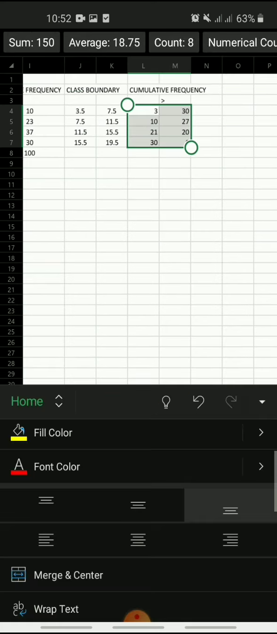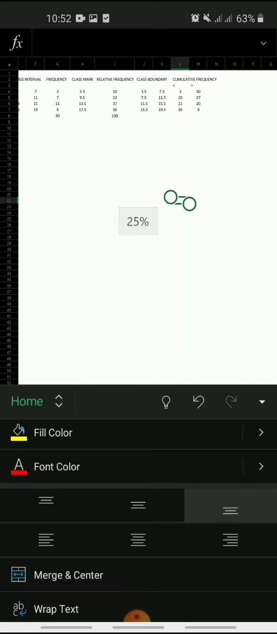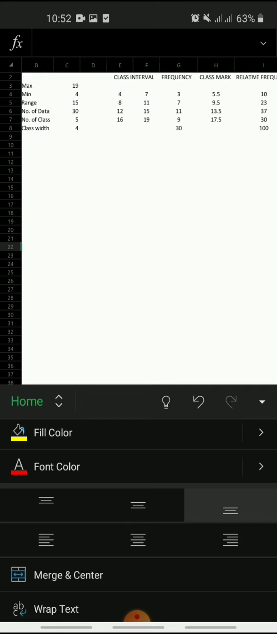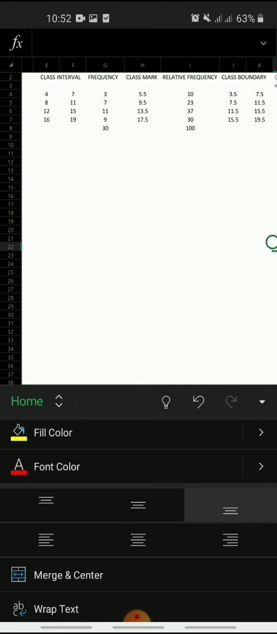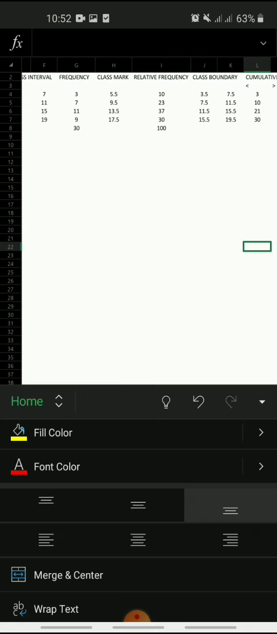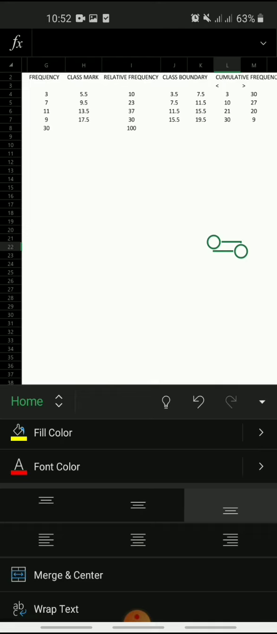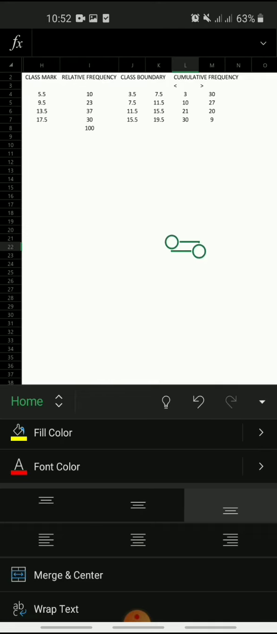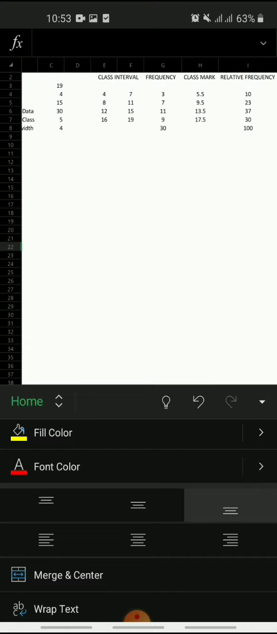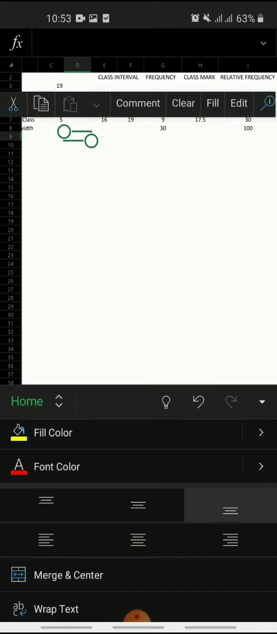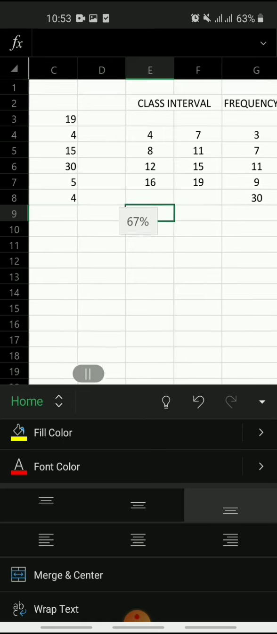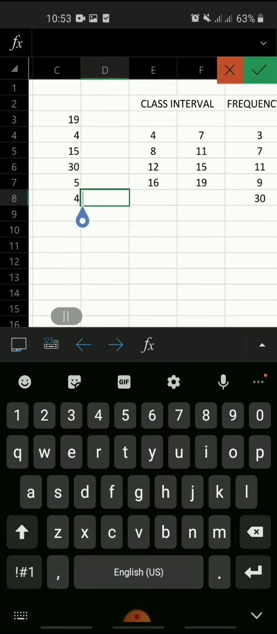Okay. So we're done with our problem number 2. We now have the class interval, frequency, class mark, relative frequency, class boundary, and the cumulative frequency. So we're done with number 2.